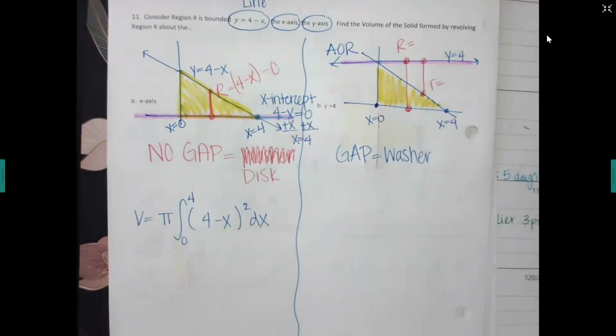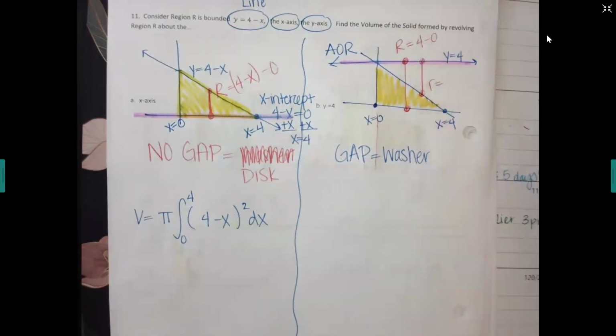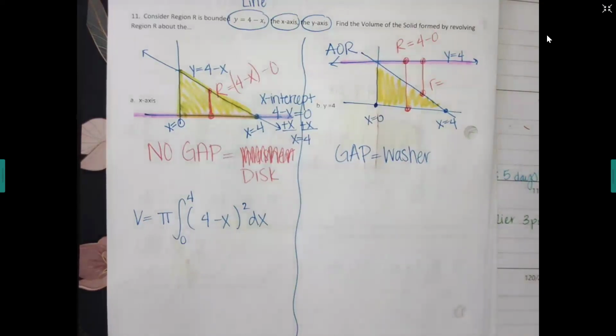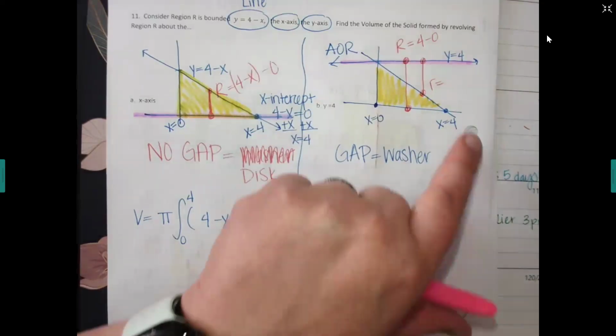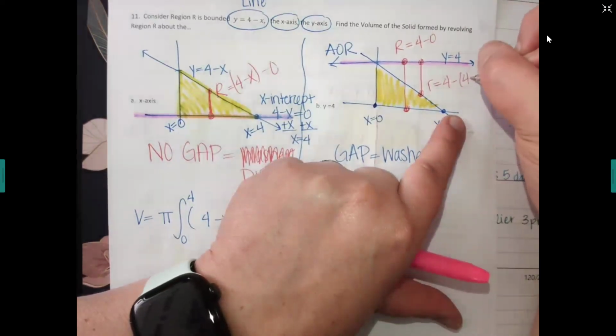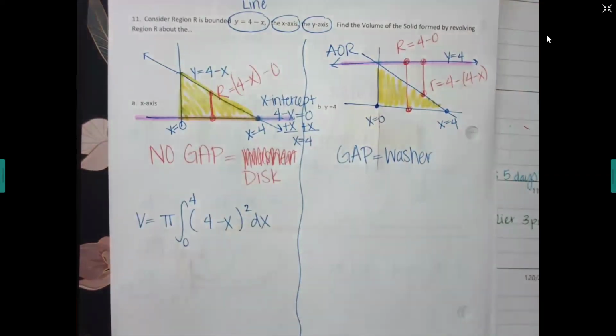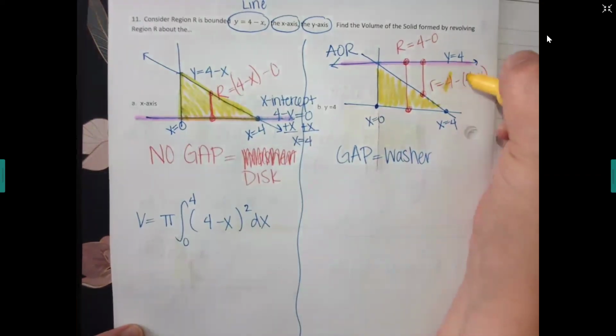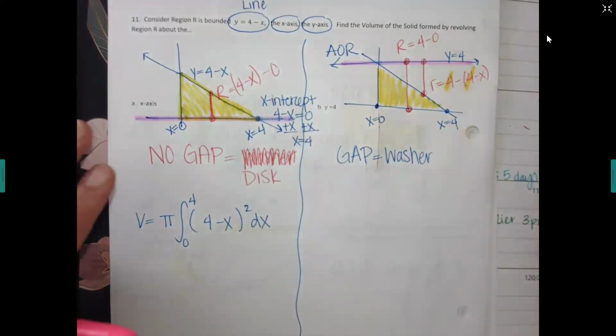But then remember, they're both top minus bottom. So for big R, what's the top of it touching? What function? 4. And what's the bottom of it touching? 0. So it'd be 4 minus 0. And then for little r, what's the top of it touching? 4. And what's the bottom of it touching? 4 minus x. So it'd be 4 minus 4 minus x. And then what would happen with the 4 minus 4 part? Cross it out. What kind of x would be left? Minus and negative would be a positive.